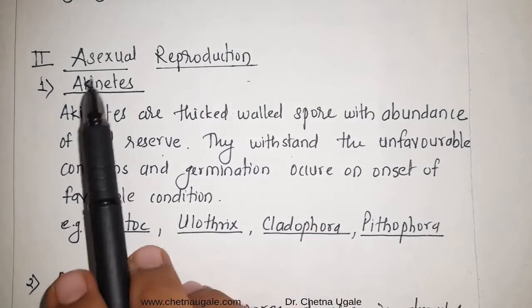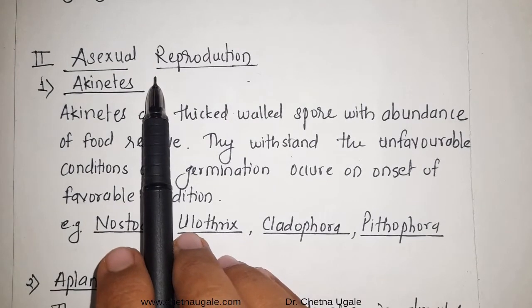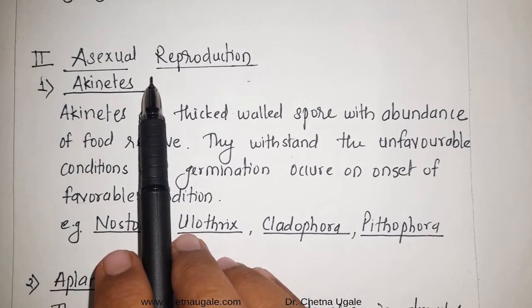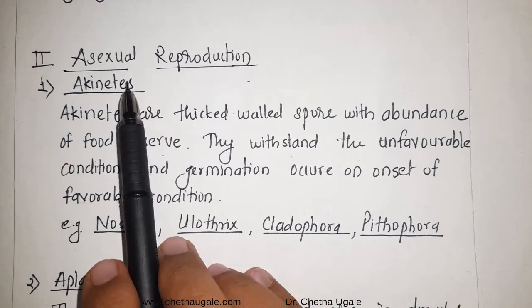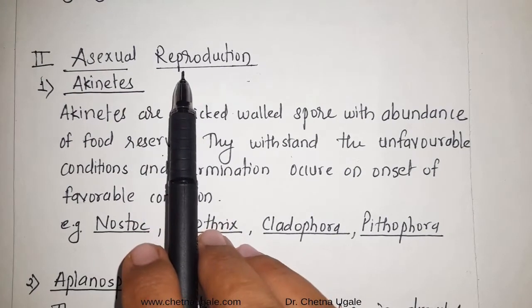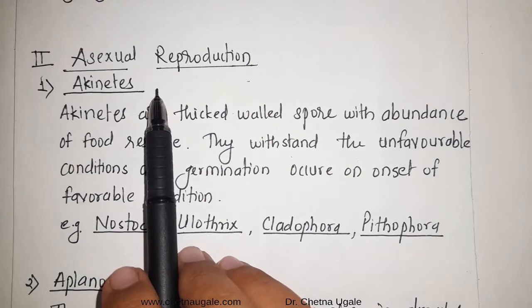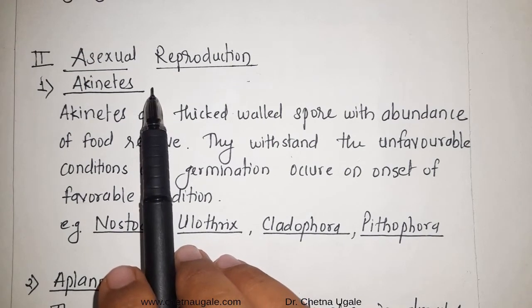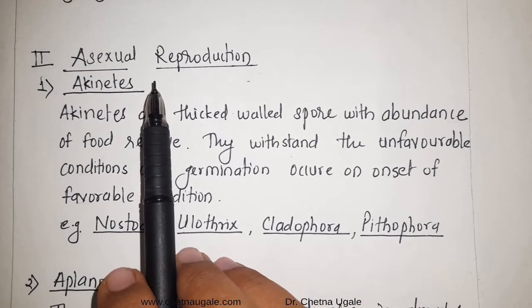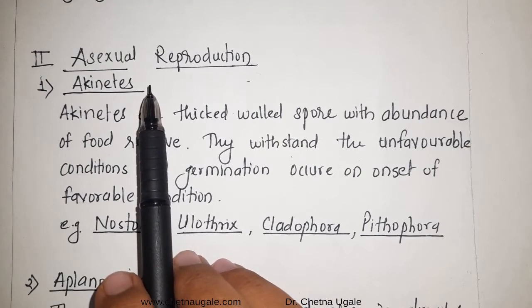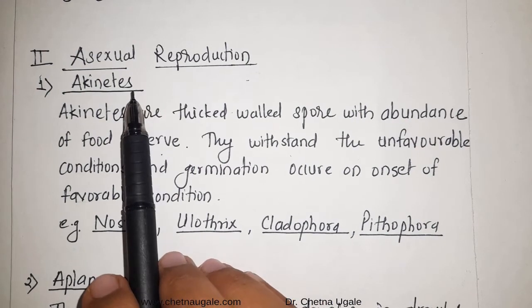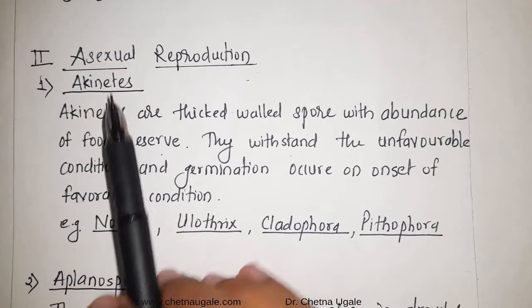So in case of the asexual reproduction, there is no active role of the sex organ, that is antherozoids or the oogonia. Particularly there is a formation of haploid spores, which later on develop into a new plant body after the germination. So let's see one by one the different types of asexual reproduction occurring in algae.